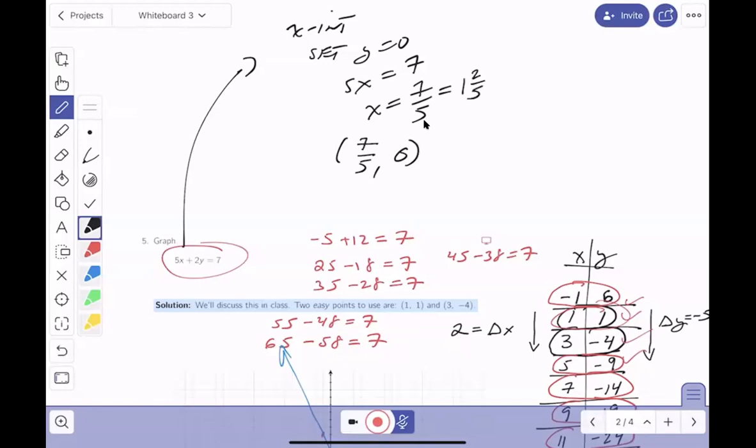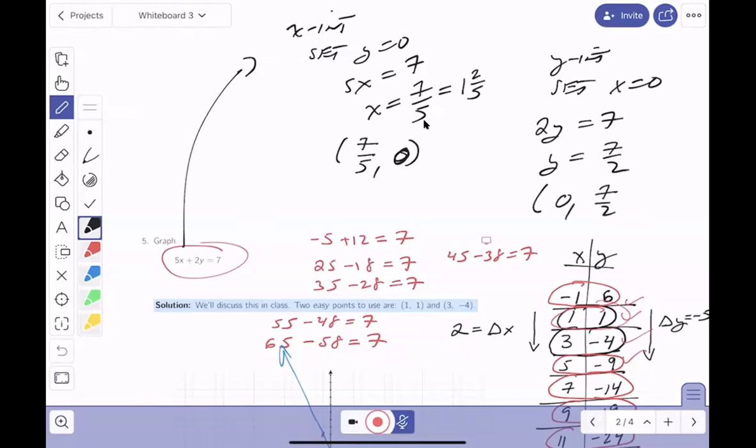All right, let's do the Y-intercept. That's 0, by the way. Set x equals 0. How do you do that? Well, you just make x 0. You get 2y is equal to 7. What's y? 7/2. Let's write this down. x is 0. y is 7/2. What's 7/2? Well, 2 goes into 7 3 times and a half.